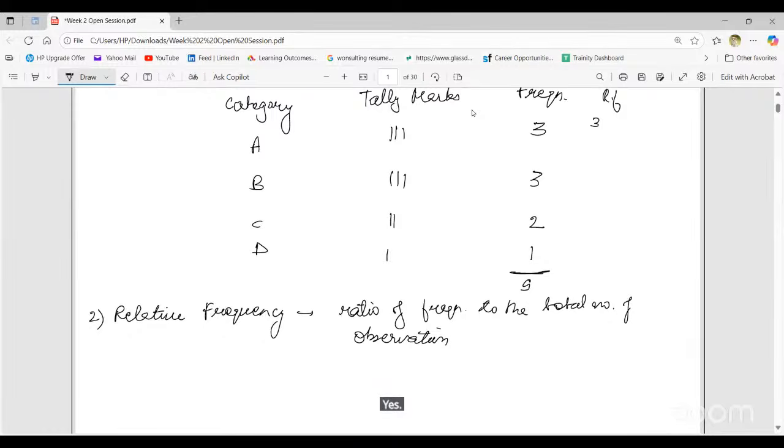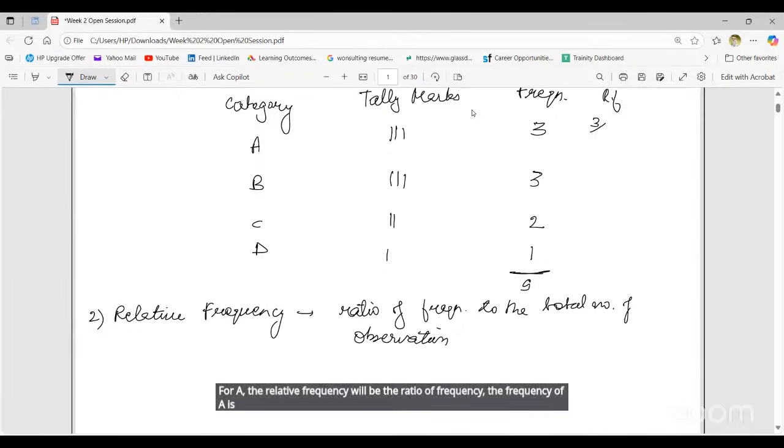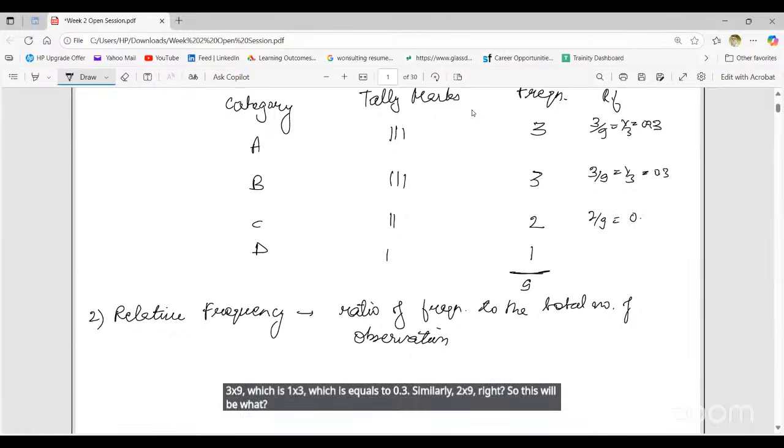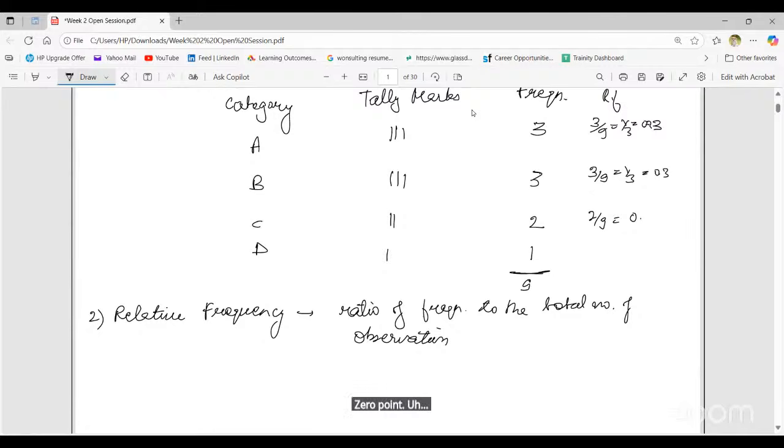Here for A, the relative frequency will be the ratio of frequency. The frequency of A is 3, divided by the total number of frequencies, which is 9. So it will be 1 by 3, which is 0.3. Correct? Similarly, this will be 3 by 9, which is 1 by 3, equal to 0.3. Similarly, 2 by 9, so this will be 0.22. Now, this will be 1 by 9, which will be equal to 0.111 or something.